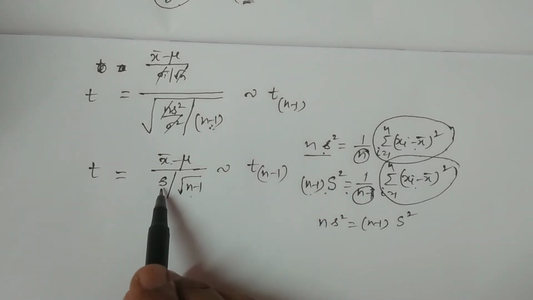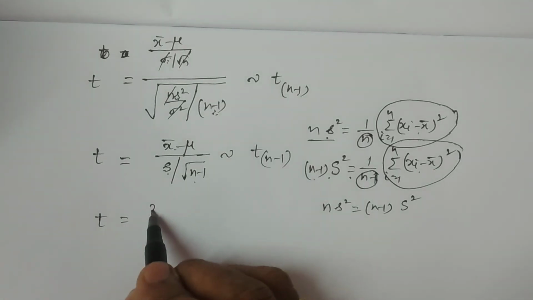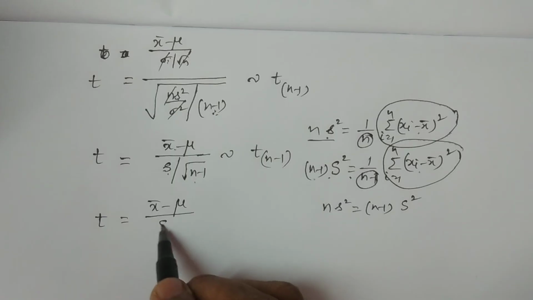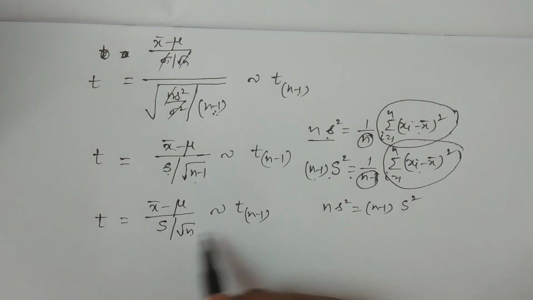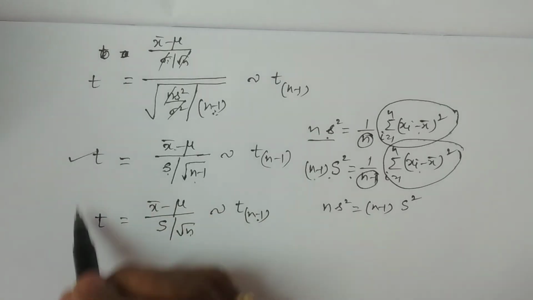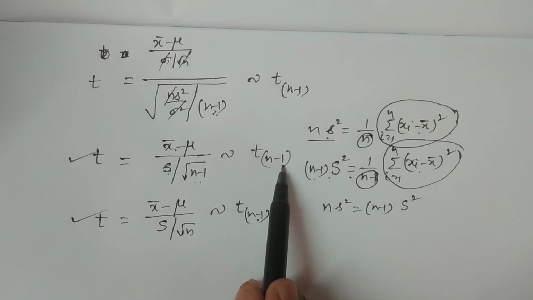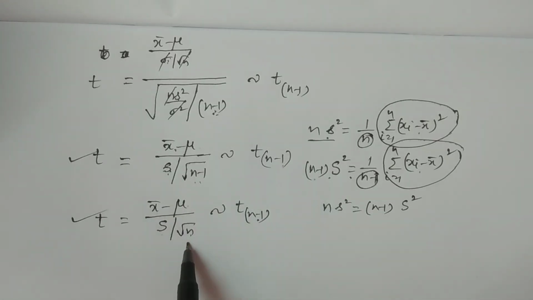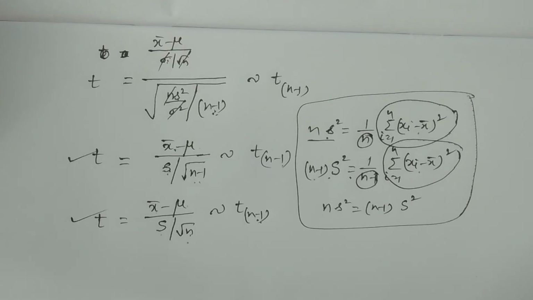By replacing here, you can also write another formula of t, equivalent to x bar minus mu divided by capital S by root n, which also follows a t distribution with n minus 1 degrees of freedom. Don't think that it is n degrees of freedom. It is also n minus 1 degrees of freedom. So there are two particular formulas of t: x bar minus mu by small s by root n minus 1 follows t n minus 1, and x bar minus mu divided by capital S by root n follows t n minus 1 again. This is the reason for these two formulas.